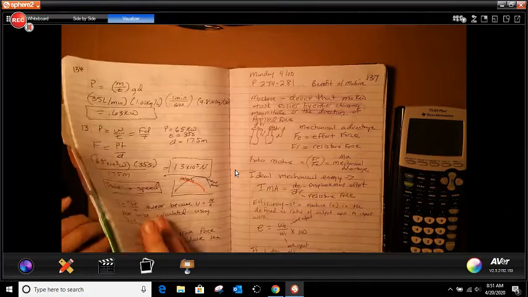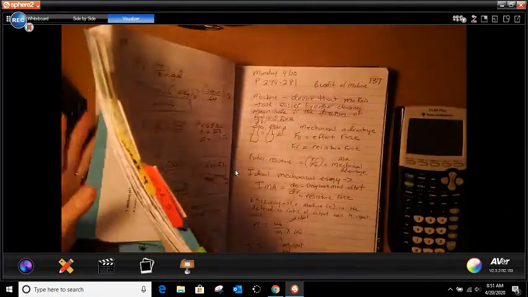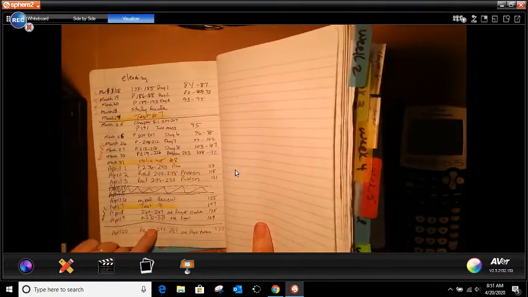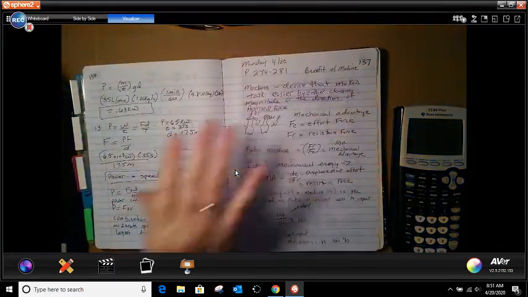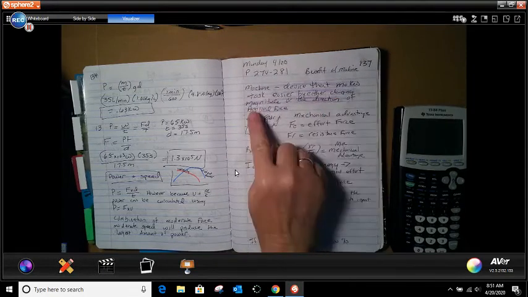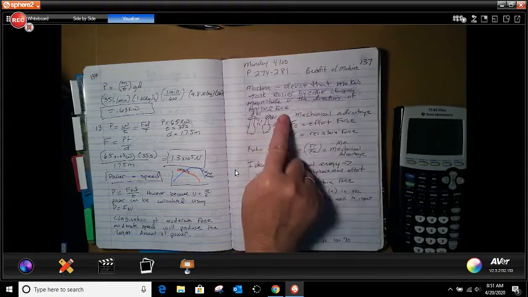What I've done is I've drawn a line, and I put today's date and what I'm doing today. So, like we said, we're talking about machines here, or devices that make tasks easier by changing the magnitude or the direction of the applied force.